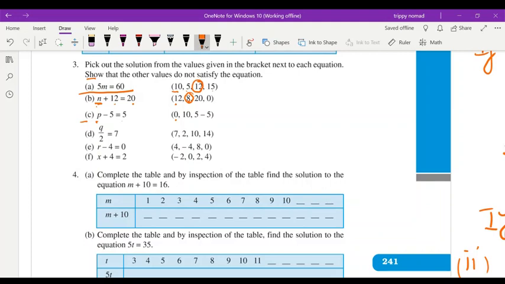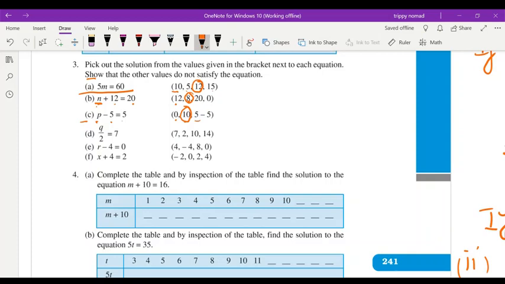That is not possible. So now, which value will we put next? 10. So 10 minus 5, you will get 5. So this is the correct value. 10 minus 5 we are getting 5, so this will satisfy the equation. In the same way, children, you can try with 5 and minus 5, you will not get the answer.